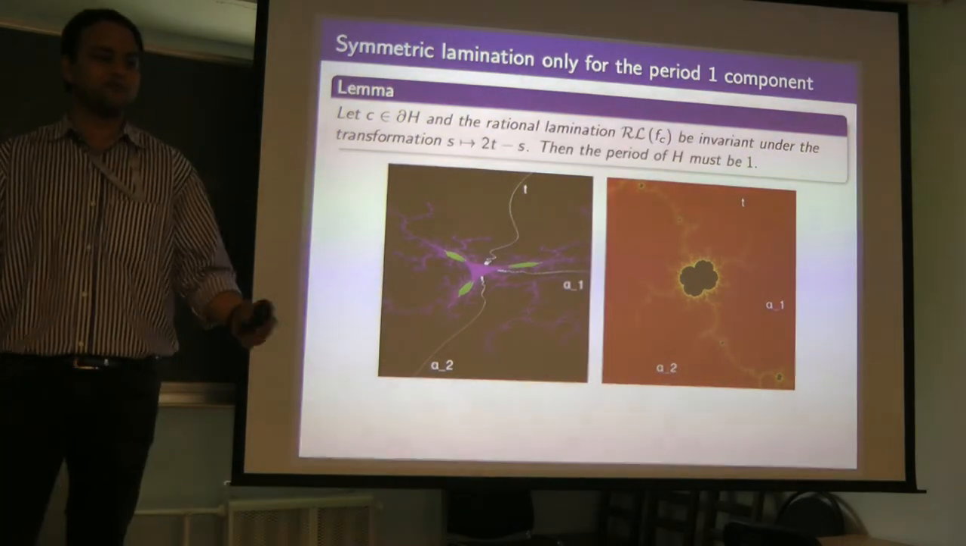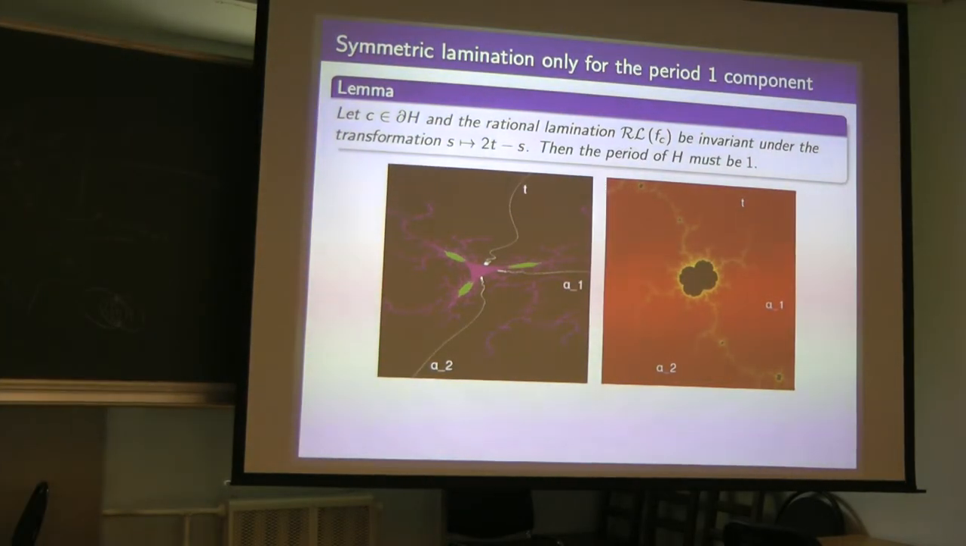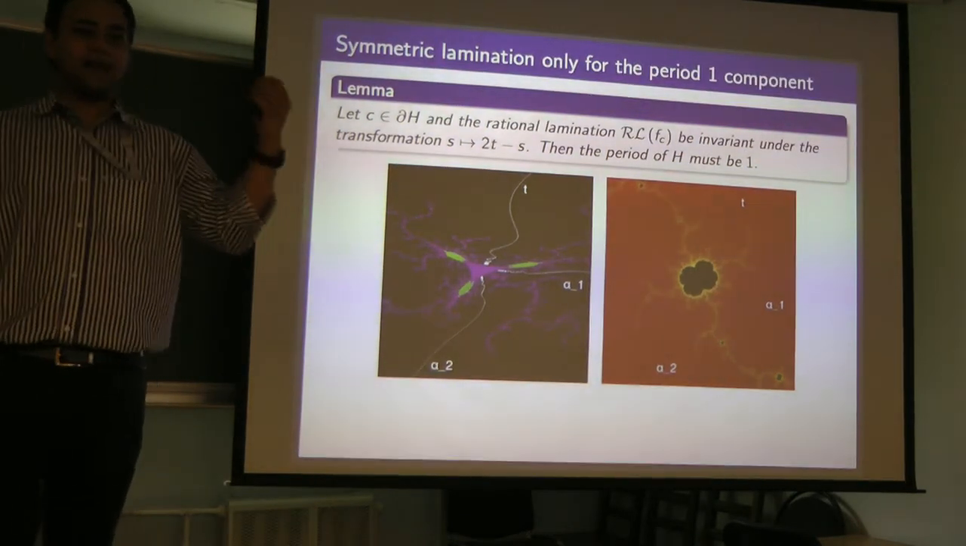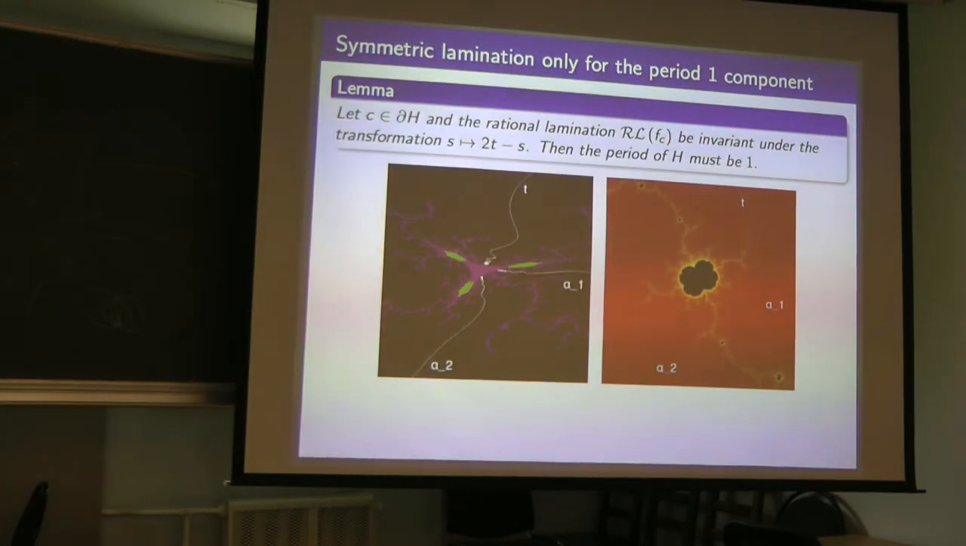A Blaschke product of degree 2, because there's only one critical point, which is 2 to 1. So you get a Blaschke product of degree 2, which is anti-holomorphic. So it's an anti-holomorphic Blaschke product. So it must have 2 plus 1, 3 fixed points on the boundary.